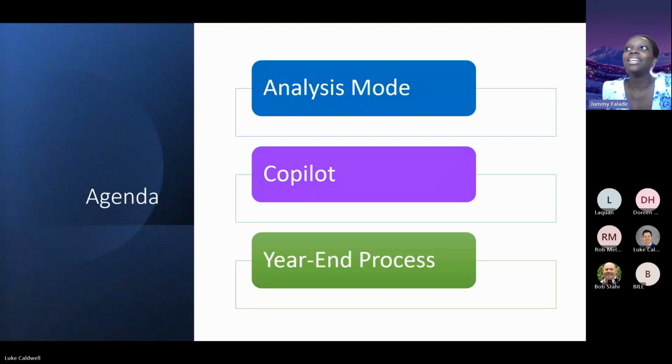We're going to be looking at the analysis mode in Business Central, and Copilot. Those are pretty new features, not super new, but they are new features. And of course, the year-end process, because we are pretty much approaching year-end in 2024. So let's go ahead and dive right in.